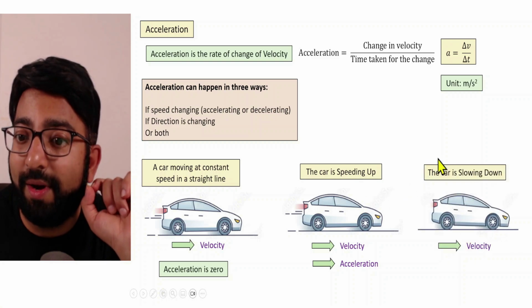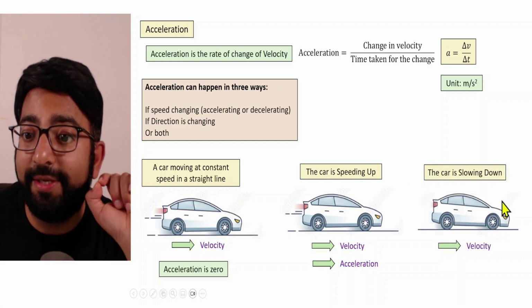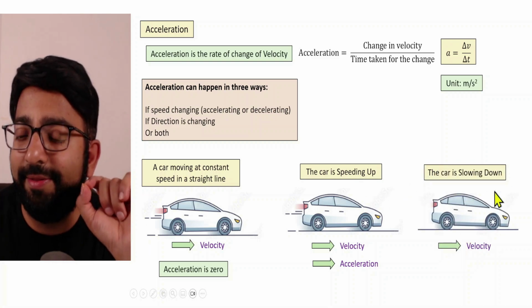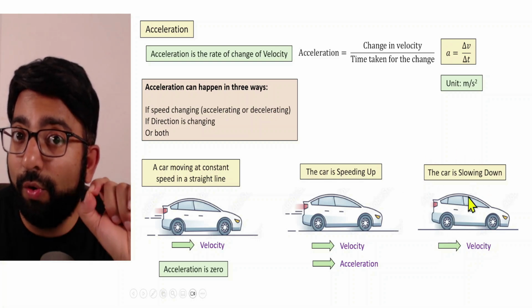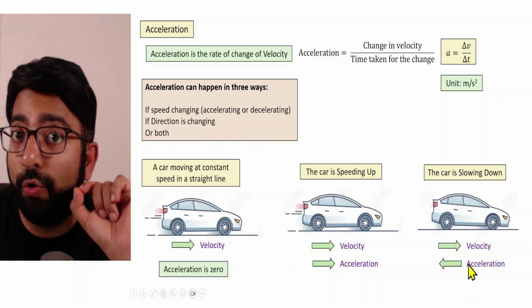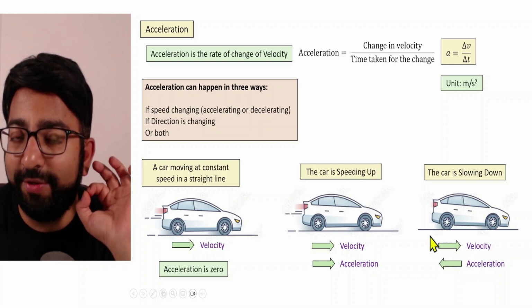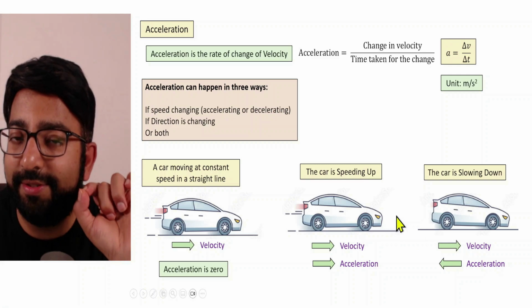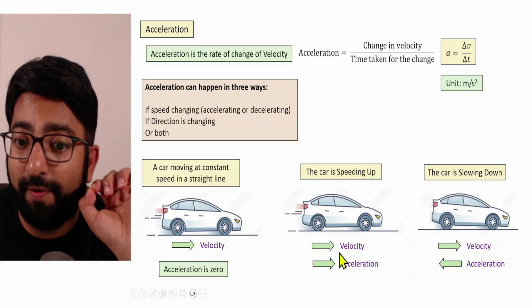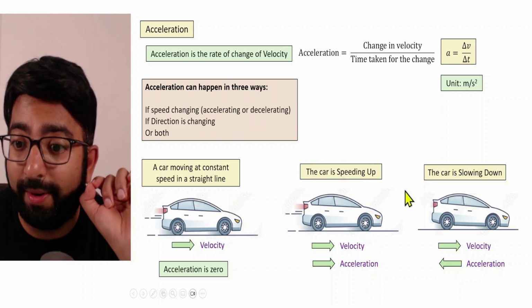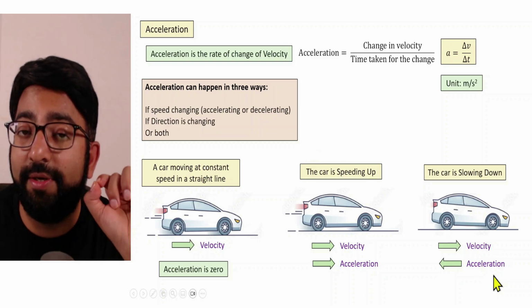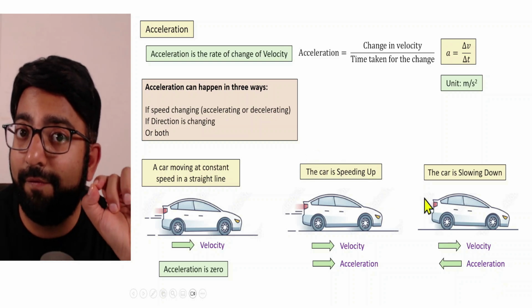On the other hand, if the car is slowing down, which means imagine a car is moving forwards, in this case, the car is moving towards the right hand side. For the car to slow down, the direction of acceleration should be opposite to the velocity. So, for the exam questions, just remember this as a rule. If the direction of velocity and acceleration are the same, then the car will speed up. But if the velocity and acceleration direction are opposite, then the car will slow down.